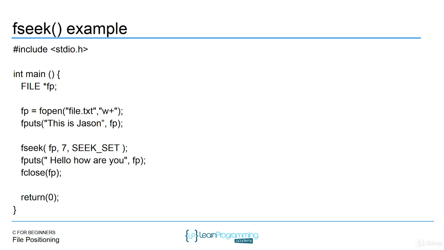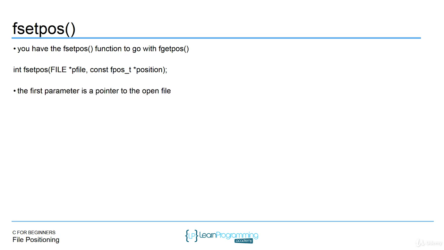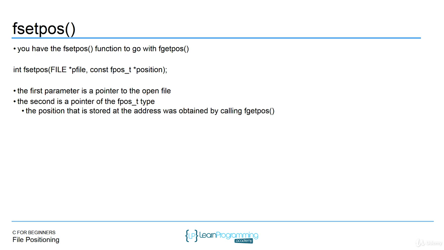fsetpos is also like fseek, but fsetpos is a little more complicated. fgetpos is also very similar to fsetpos. With fsetpos, the first parameter is a pointer to the open file. The second parameter is a pointer of the fpos_t type. The position that is stored at that address was obtained by calling fgetpos.